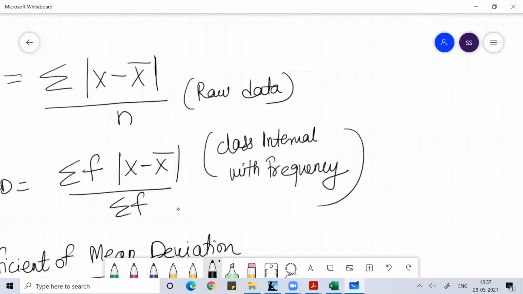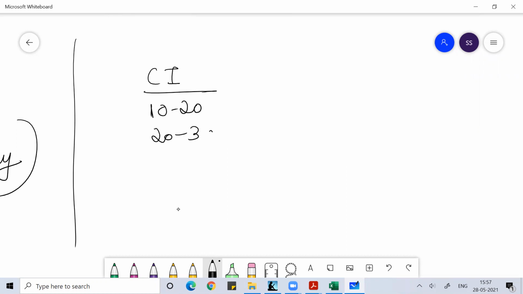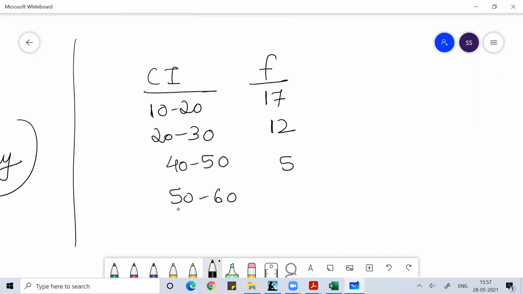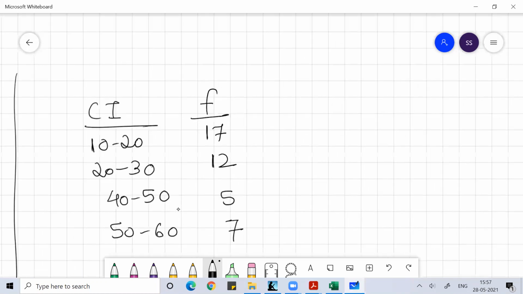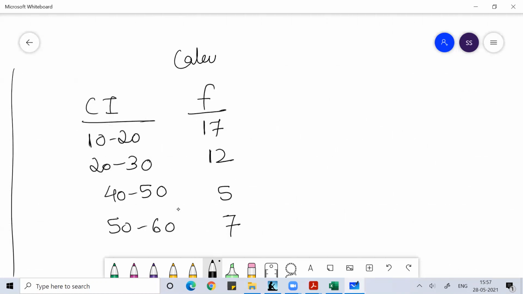Now, if you are still not very clear about the formula part, suppose you have a class interval 10 to 20, then 20 to 30, then 40 to 50, then 50 to 60, and you have frequency like 17, 12, 5, and then maybe 7. Like this, suppose I want to calculate the mean deviation for this data.